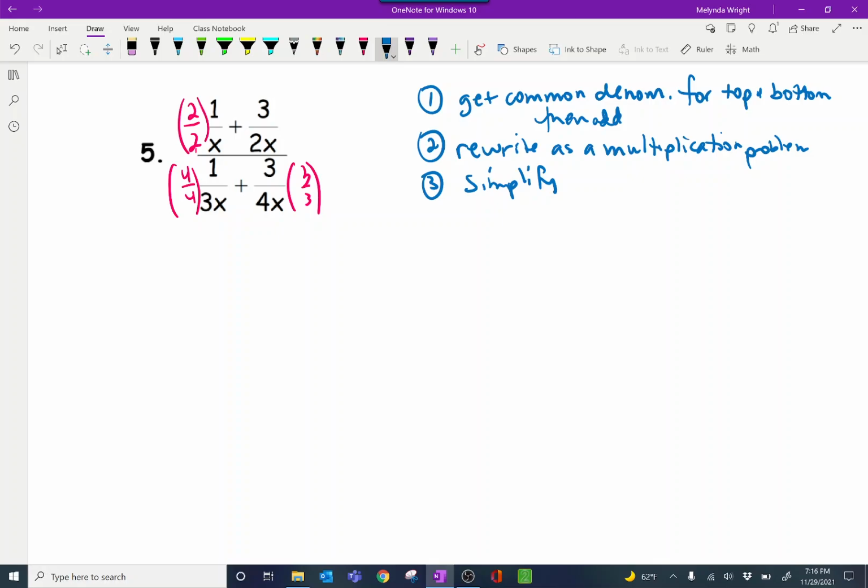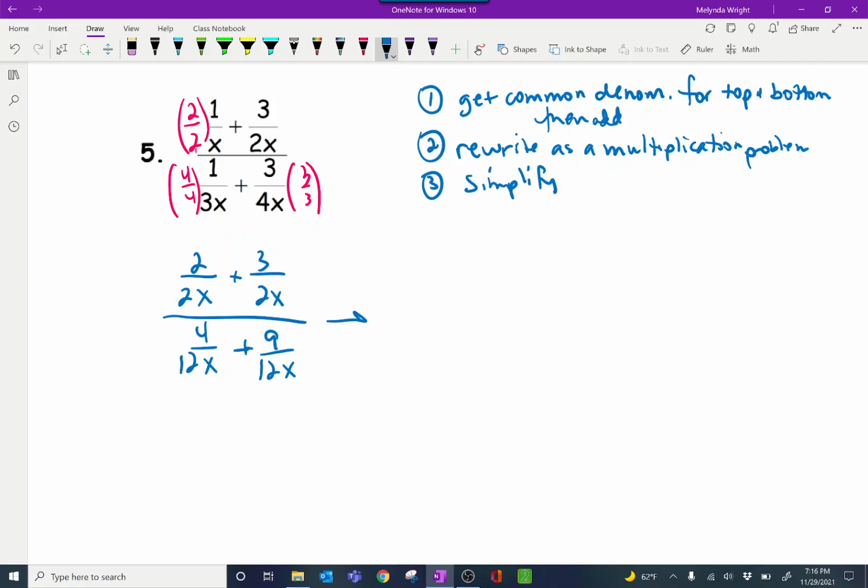So let's work on the top fraction. 2 times 1 is 2. 2 times x is 2x plus 3 over 2x. Okay. Then we've got 4 times 1 is 4. 4 times 3 is 12x plus 3 times 3 is 9. And 4x times 3 is 12x. Okay, great. Got my common denominator.